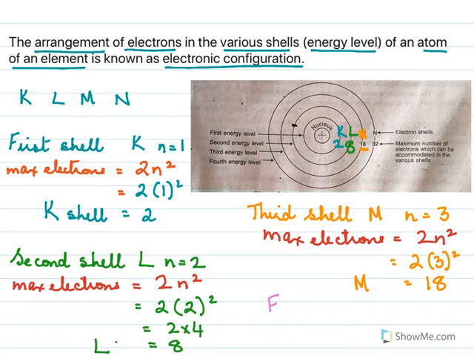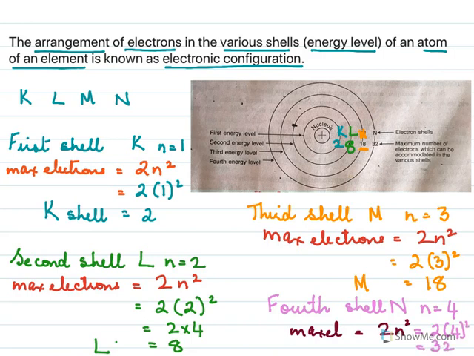Then we have the fourth shell, and in the fourth shell, which is the N shell, n equal to 4, so for maximum electrons we know the formula 2n square, so that is 2 into 4 square, which is 32 electrons. So in the N shell, 32 electrons are accommodated.